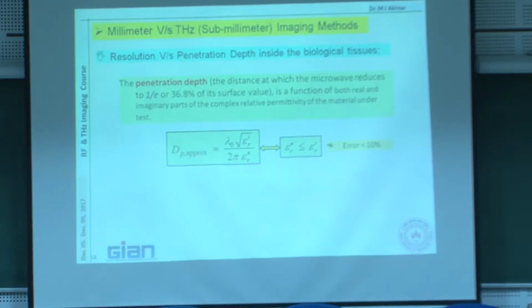Typically, as I explained, resolution is finer if you go to higher frequency. However, there is what we call the penetration depth. This is an approximate formula, and here you can see that lambda is in the numerator, so as you go higher and higher in frequency, lambda goes lower and lower, and that means you have very low depth of penetration. That is the challenge for millimeter wave, sub-millimeter wave, and terahertz imaging. That's why there is a trade-off between resolution and penetration depth, that is, how far you can go.